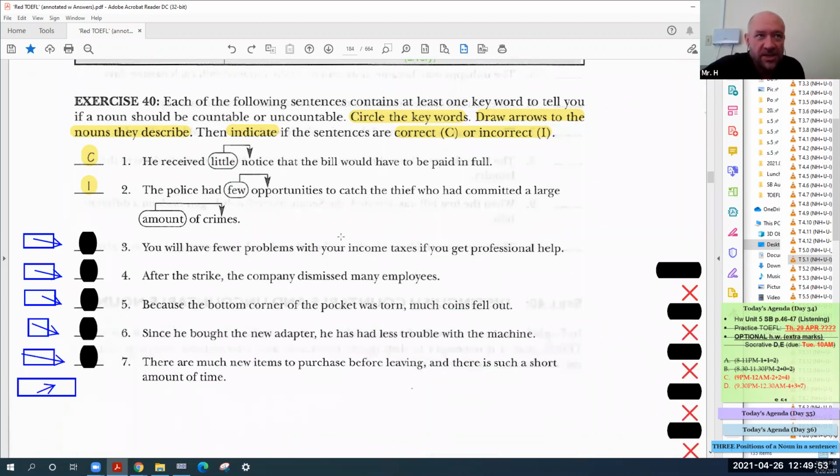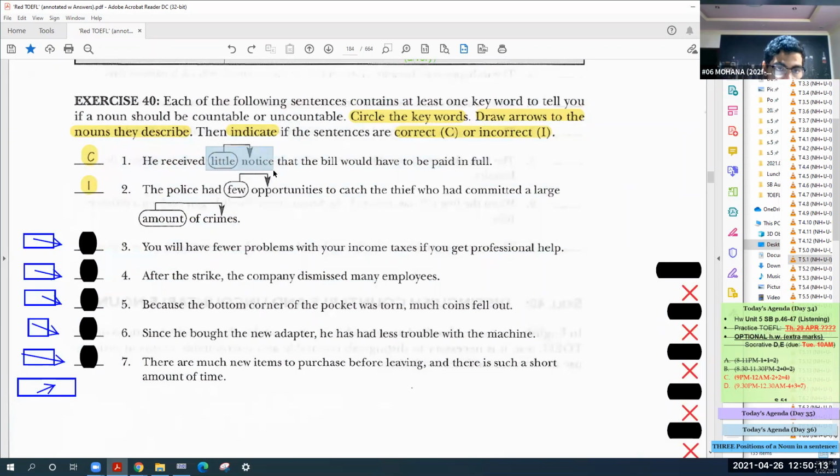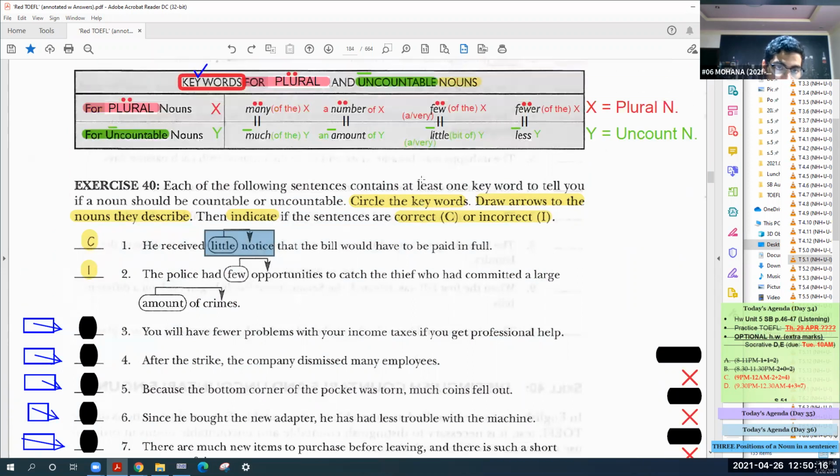Okay, so let's do this exercise, gentlemen. Exercise 40. Circle the keywords, then draw arrows to the nouns they describe. Indicate if it's correct or incorrect. Okay, can you explain this, Mohana? Don't read it, just explain it. Notice, what is little? Keyword for uncountable noun. Exactly. This word is an uncountable noun. Bingo. It's correct.